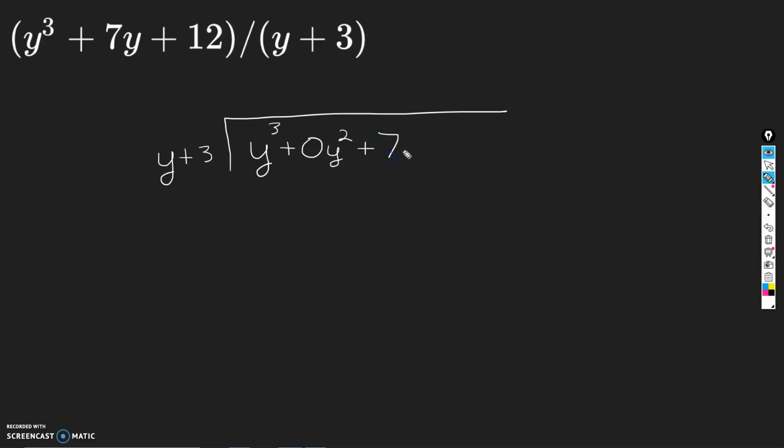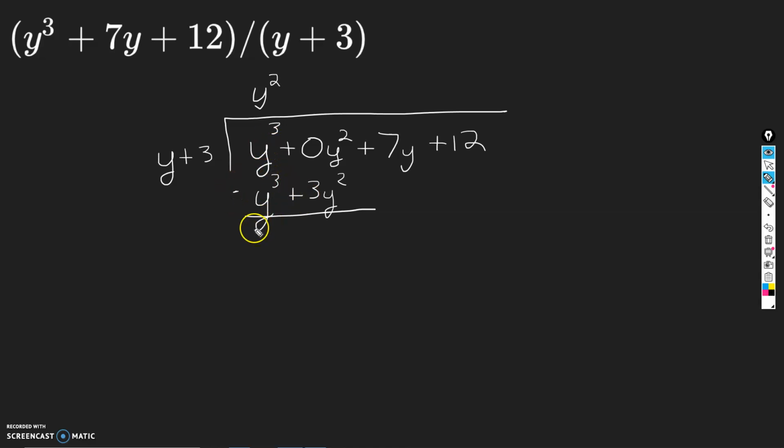Plus 7y plus 12. And same thing, we only care about how many times our leading term goes into each of these. So how many times does y go into y cubed? Well, it goes in y squared times. y squared times y is y cubed. y squared times 3 is going to be positive 3y squared. And we subtract.